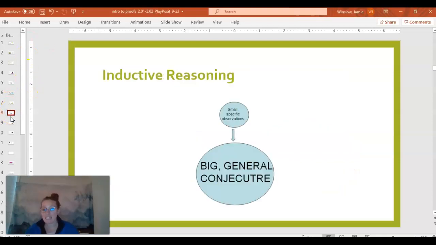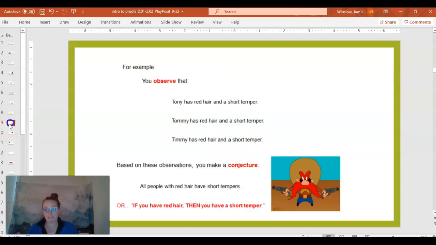The first type is inductive. That's where you take small, specific examples, and then you're able to make a big, grand statement, a big general conjecture. A conjecture is just a statement or a rule or a fact. So by observing small individual things, you start to see a pattern, so you can make a big statement.